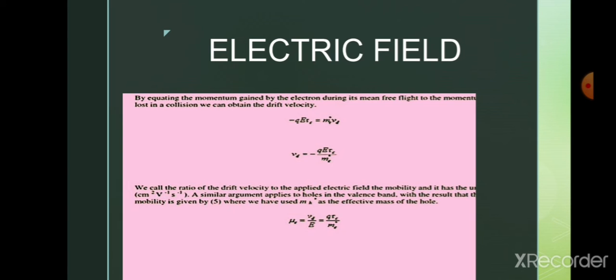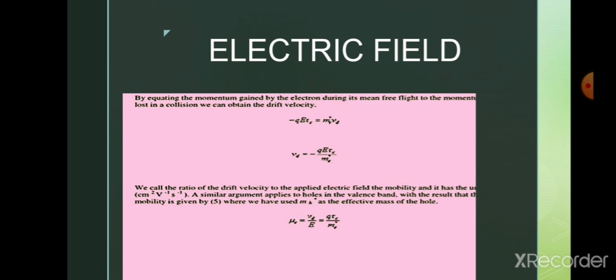So it states that the electron drift velocity is proportional to the applied electric field. The proportionality factor depends upon the mean free time and the effective mass. The proportionality factor is called the electron mobility μn, and the units are centimeter square per volt second. μn is given by q τc by m_e.